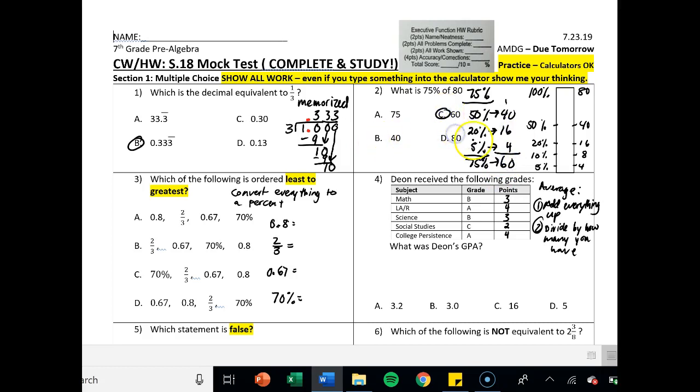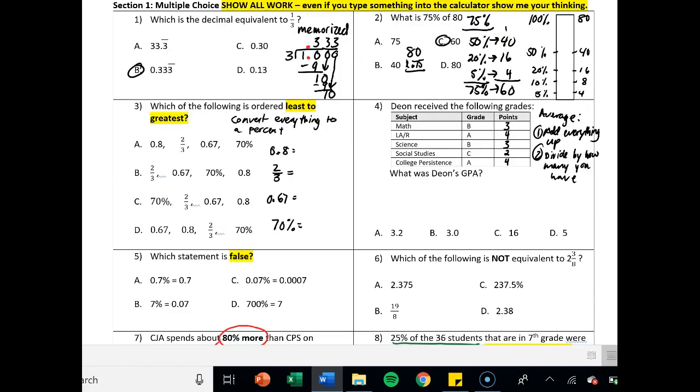Okay? You could show this work. Again, you could show the work that's simply just, hey, what is 80 times 0.75? Up to you. Got to show the work on tomorrow's test, though.